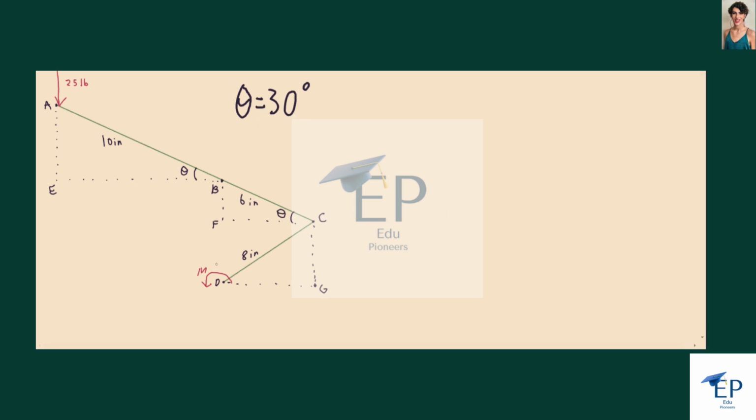We're going to solve for the moment required at point D to keep this system in equilibrium whenever an input force of 25 pounds is inputted on the A position. So we're given that theta is equal to 30, and to solve for this moment, we're going to take the summation of moments at the point D and set it equal to 0 for equilibrium. And to do that, we need to find the other unknowns in our system in this free body diagram.